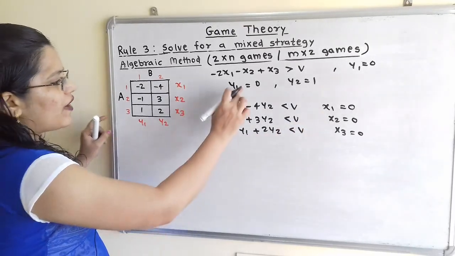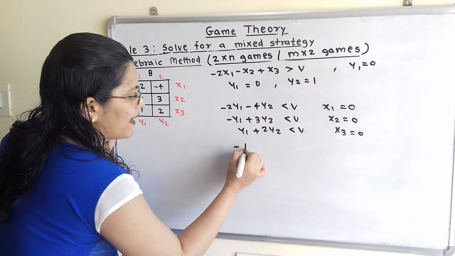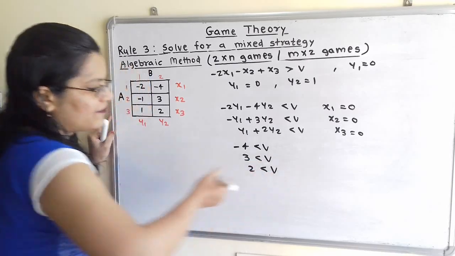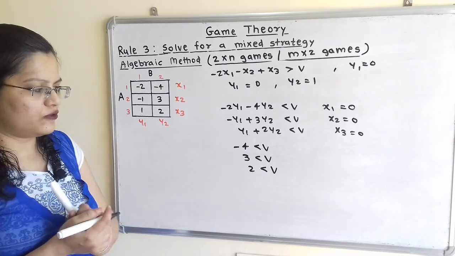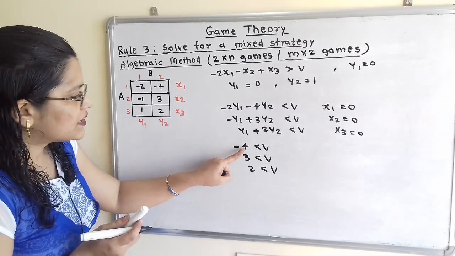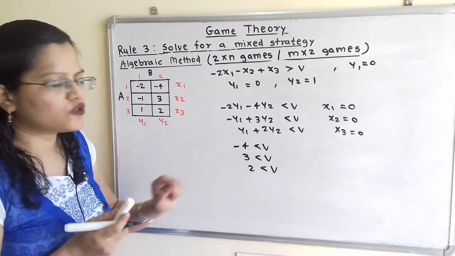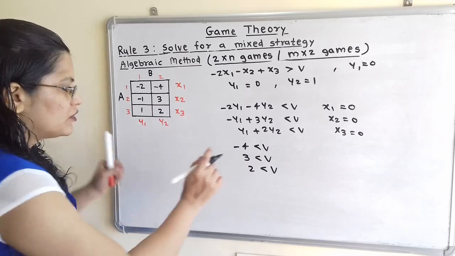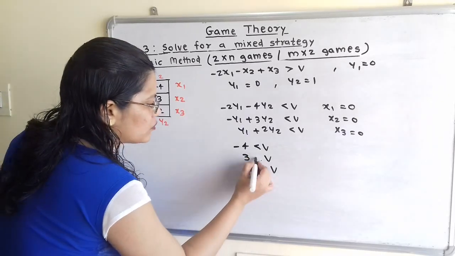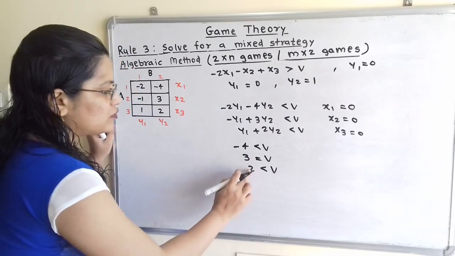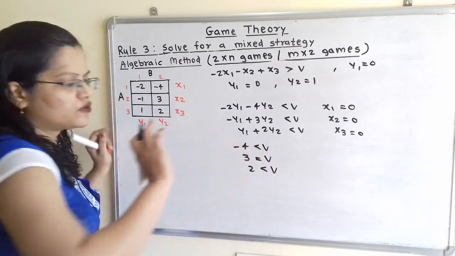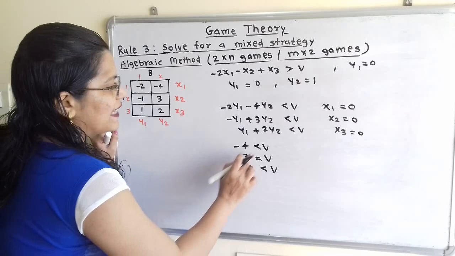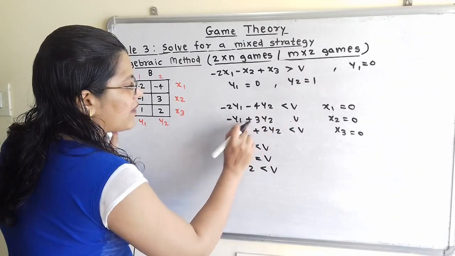Now we will cross check this. So y1 is equal to 0. So we can say that minus 4 is less than v, then 3 is less than v, and 2 is less than v. Now we will compare these three values. This minus 4 is less than V, 2 is also less than V. So if I consider V is equal to 3, then the other two statements, that is 2 is less than 3, minus 4 is also less than 3, are correct.